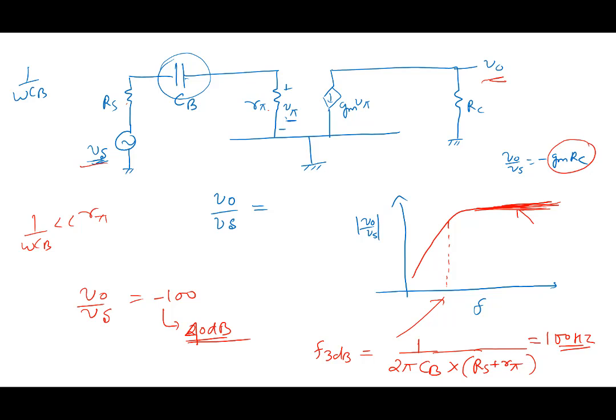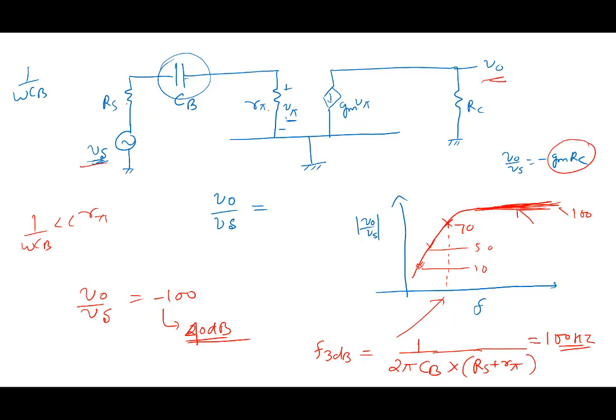Below 100 Hertz, why will it not act like an amplifier? Let's say the gain is 100 here. If the gain is 100 here, at the 3 dB point, how much is the gain? 100 by root 2, so roughly 70. The gain is 70 here. Somewhere here the gain will be say 50. Somewhere here the gain will be maybe 10. It's falling.